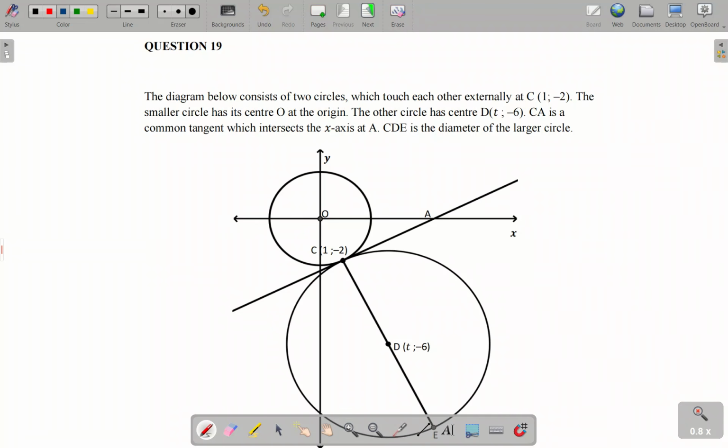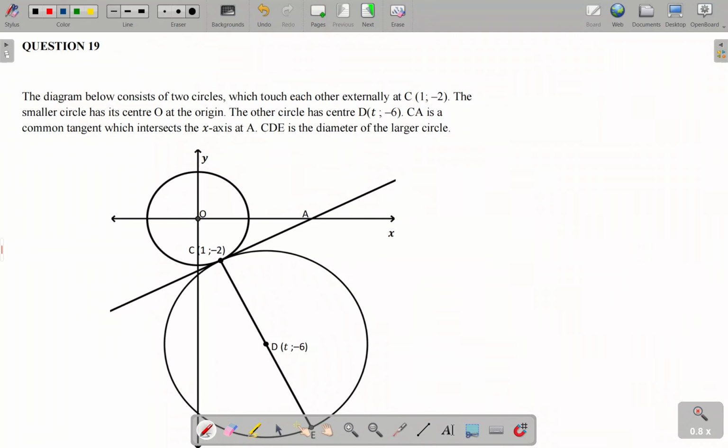Okay, let me put this to the side. The diagram below consists of two circles which touch each other externally. You see now, you have two circles that touch each other externally. If you were asked, guys, to show that they really touch each other externally, you'll use this formula: the distance between A and B is simply equal to the sum of the radii. So that's the equation that you would use there. You understand?